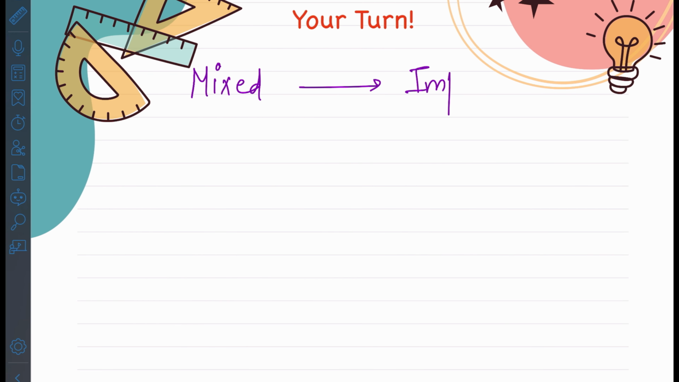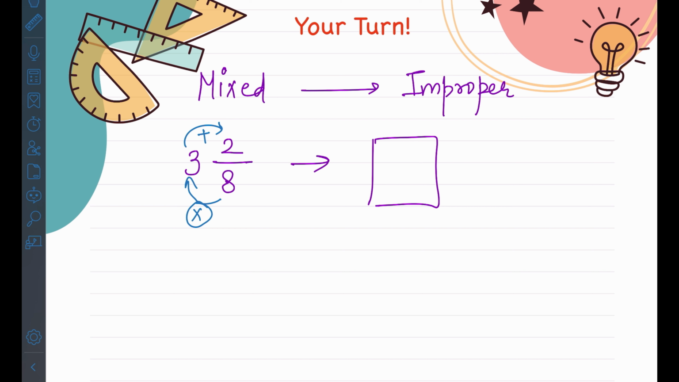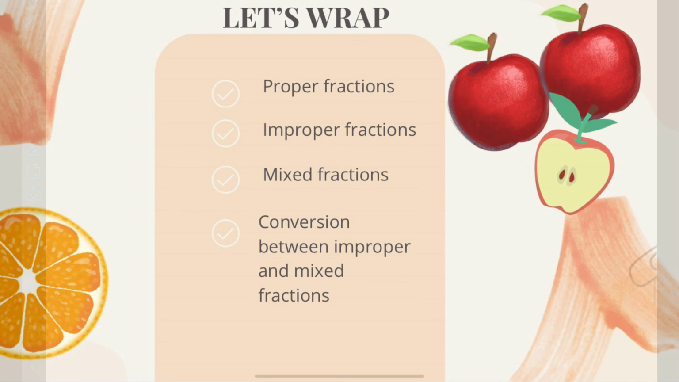Alright, your turn again one last time. This time convert 3 wholes and 2 by 8 to an improper fraction. You can pause the video and do your calculation. Here is the answer for you. That's 26 by 8. Do let me know in the comments if you got it right or wrong.